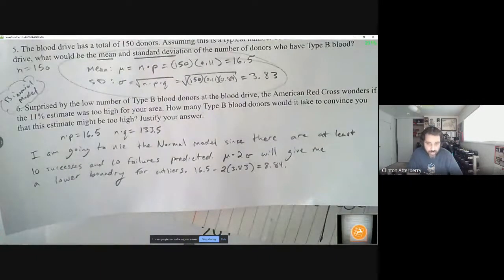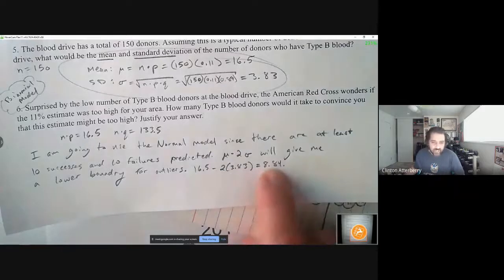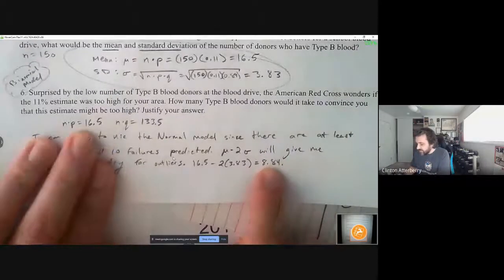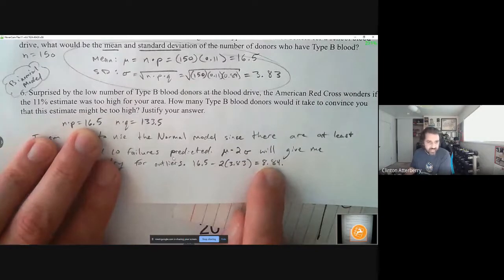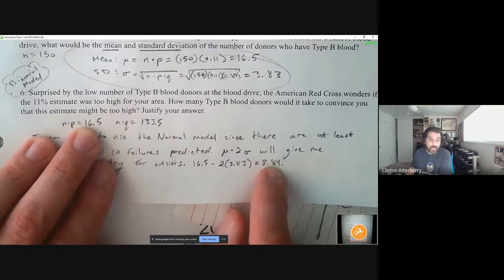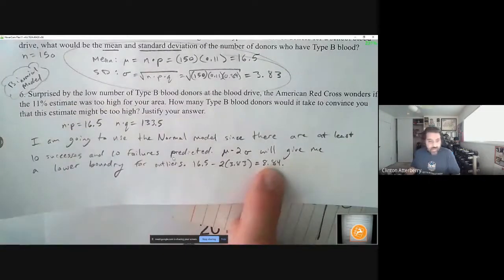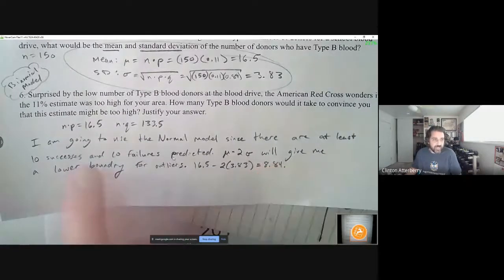So if we got 9 blood donors, that would be kind of low, but I wouldn't think that is extremely low. It's close, but 9 donors would be just above that boundary line. So one more time. 9, 10, 11, 12, 13, 14, 15, 16 is kind of like the average, but the low end of the average, but they're all kind of acceptable parts of the averages. So if we got less than 9 donors, so 8 or less people, that would convince me that 11% would be too high for this area.